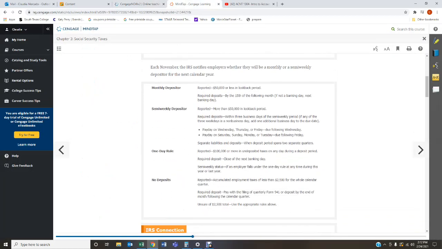So we're going to look under the monthly depositor category down here, and it says you're a monthly depositor if you reported $50,000 or less within the look back period, okay? If you are classified as a monthly depositor, you are required to make your deposits by the 15th of the following month. If not a banking day, next banking day. So if the 15th falls on a Saturday or on a Sunday, then you do the next available business day, okay? So this is what we're going to go by: the 15th of the following month.